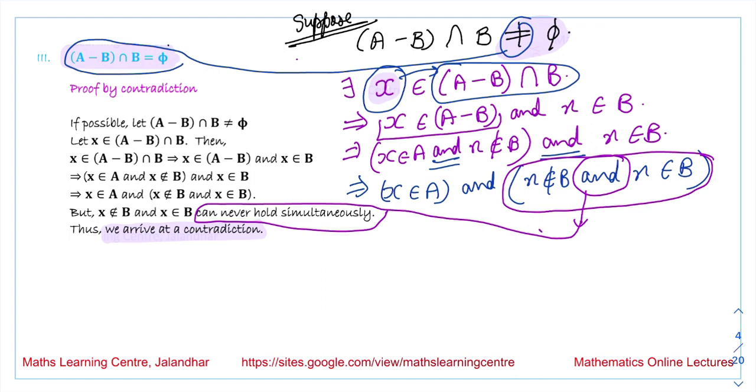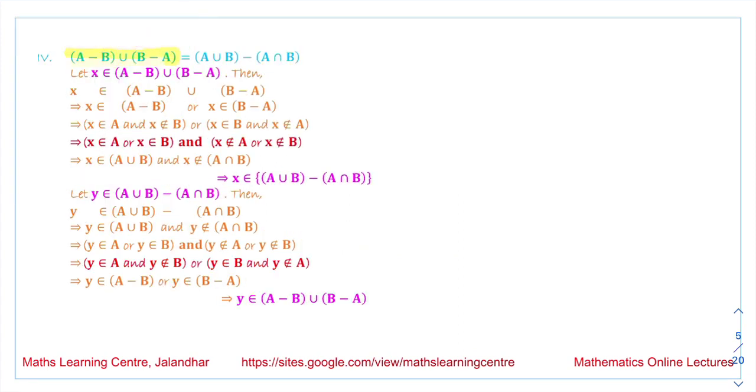Now next we have to prove that A minus B union B minus A is equal to A union B minus A intersection B. To prove this result, again we are proving two results. One is that this is a subset of this set, and then we prove that this is the superset of this set. By combining these two results, we will get the equality over here.